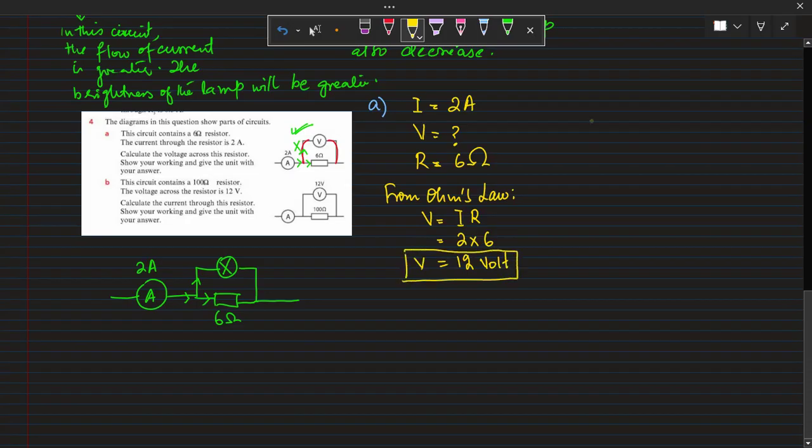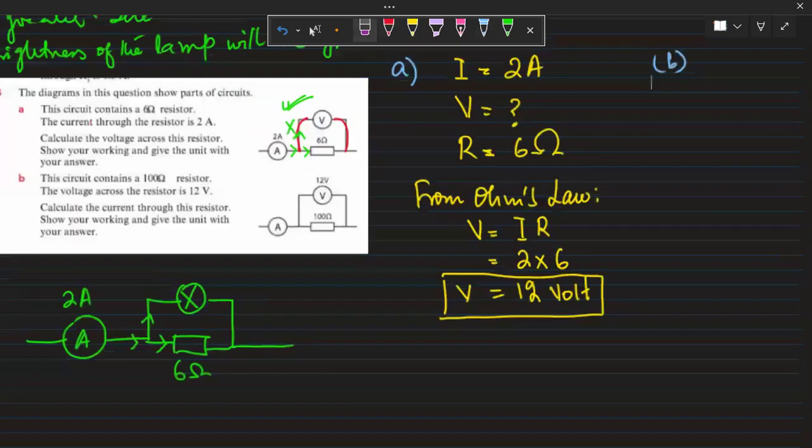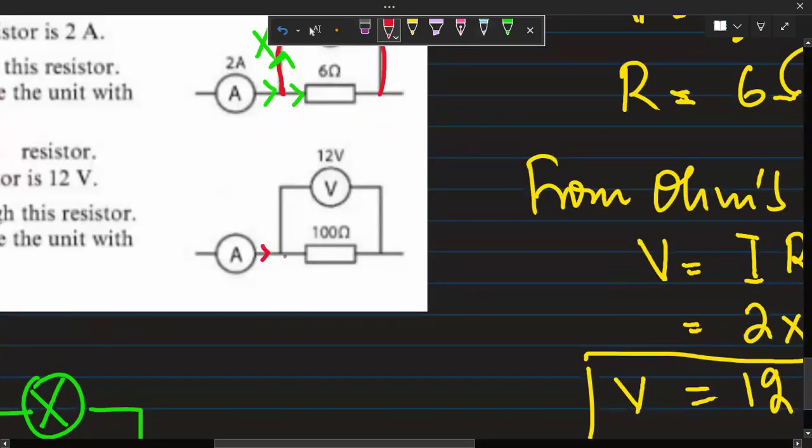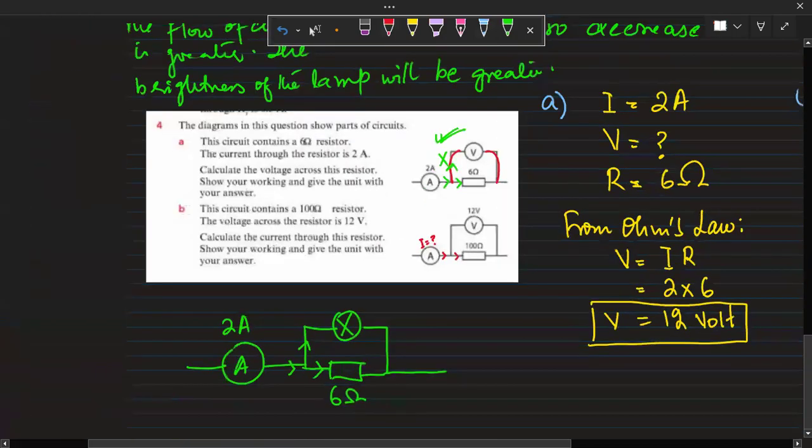Now here we go with part B. This circuit contains a 100 ohm resistor. The voltage across the resistor is 12 volt, and calculate the current, right? What amount of current is flowing through this circuit, and it is flowing through the resistor? What is the amount of the current? What reading does the ammeter show? Clear?